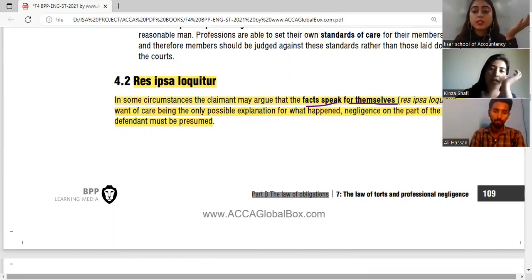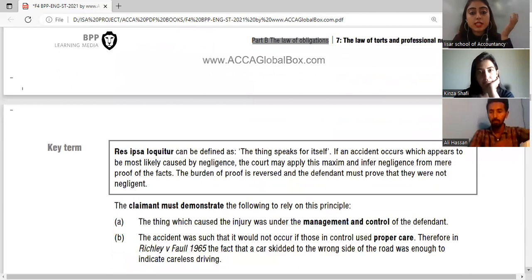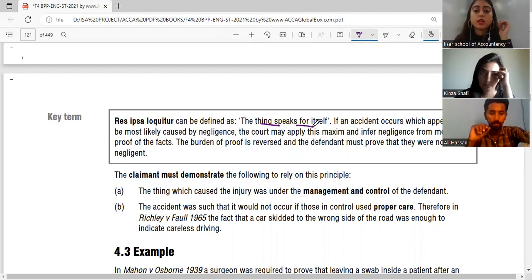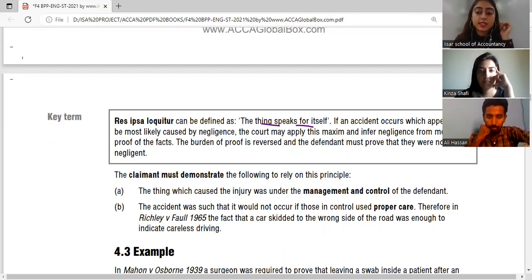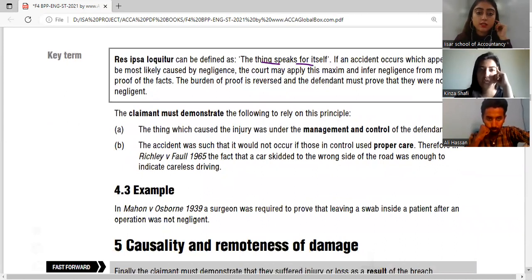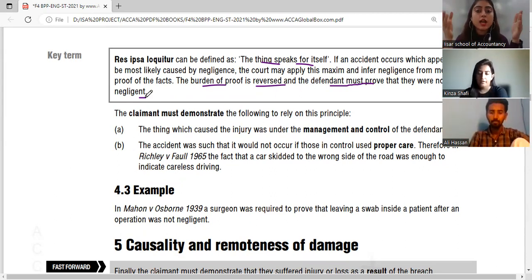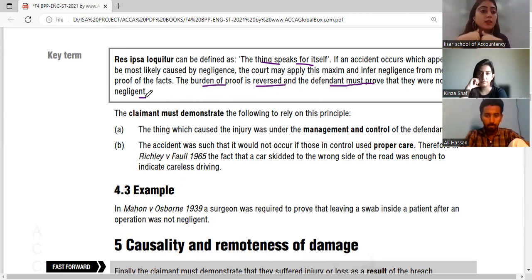Very obvious. The scene is open and the case is very crystal clear. The things are speaking for themselves. Whose fault was it? What were they doing? Whose negligence was it? There is no debate, no proof needed. The burden of proof is reversed, and the defendant must now prove that they were not negligent. It means the case is so crystal clear. Maybe they have evidence through CCTV, or many witnesses who saw the incident happen. Therefore, the burden of proof is now upon the defendant. He needs to make it clear and prove that he was not careless.